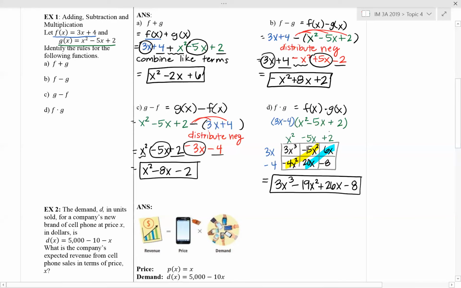So that's adding, subtracting, and multiplying just in general within these problems for any given function. So adding, I'm really just combining like terms. Subtracting, I'm distributing a negative and then I'm combining like terms. And then multiplying, I'm multiplying the products together.